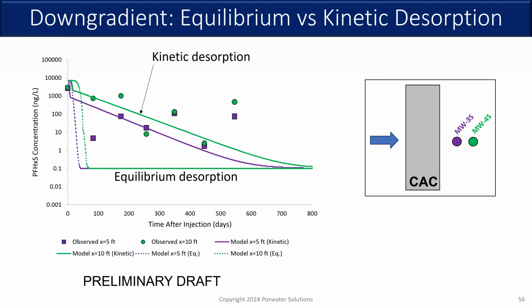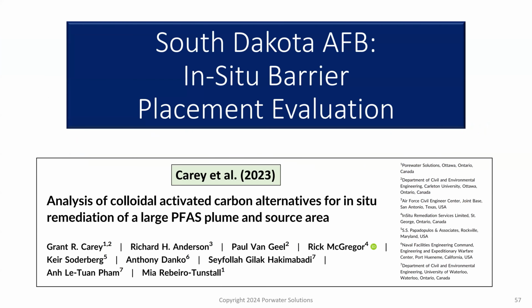But just keep in mind that if you're putting in a barrier at a site, make sure you're looking down gradient of where the barrier is going to go, and make sure you don't have a shallow PFAS smear zone around the water table that might cause a slow flushing down gradient. Okay, so that's the visualization techniques in this 2-year study.